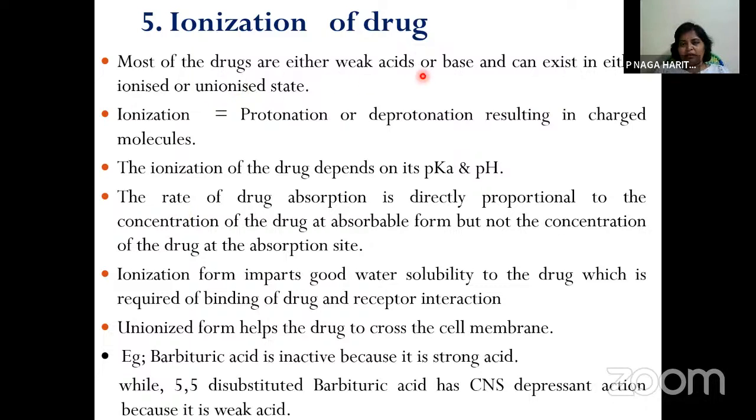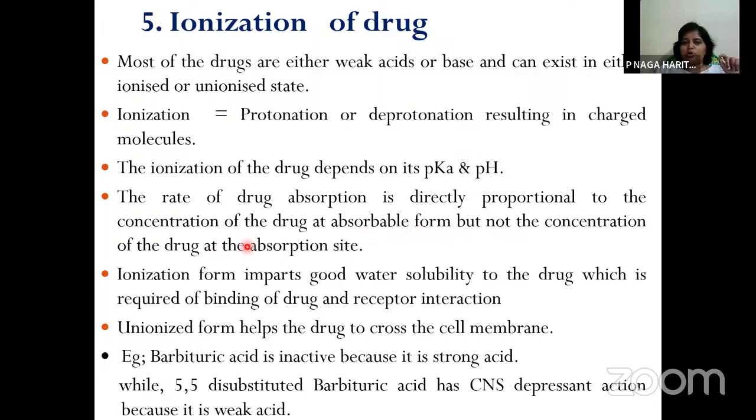Most of the drugs are either weak acids or bases and can exist in either ionized or unionized state. So what is ionization? Ionization is nothing but protonation or deprotonation that results in charged molecules. And the ionization of the drug depends upon its pKa and pH. What is the pKa? It is the ionization constant, and pH is nothing but whether it is an acidic pH or a basic pH.